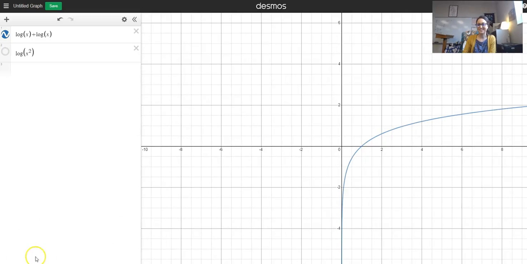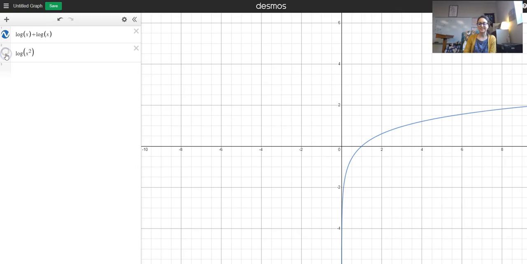But let's pop over to Desmos here to see what's going on. So here I've graphed in blue log of x plus log of x, so it's on the left side. Now here's log of x squared. It's not quite the same, right? Notice that log of x squared has what I'd call a larger domain than log of x plus log of x. And that is because when I square a negative number, I get a positive. So this allows me to have a larger domain. Now the two are the same for all positive x's, but they're not the same for all x's.